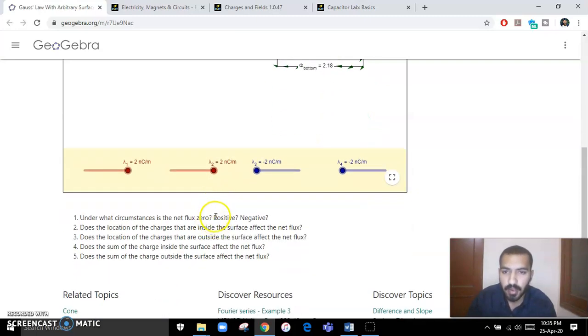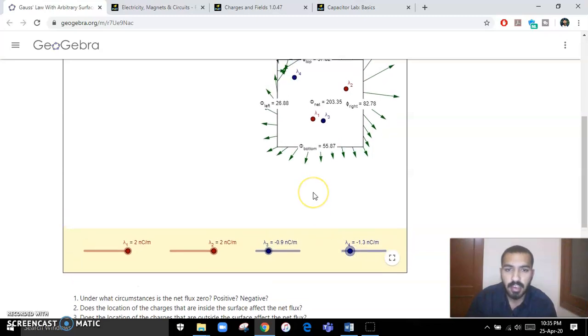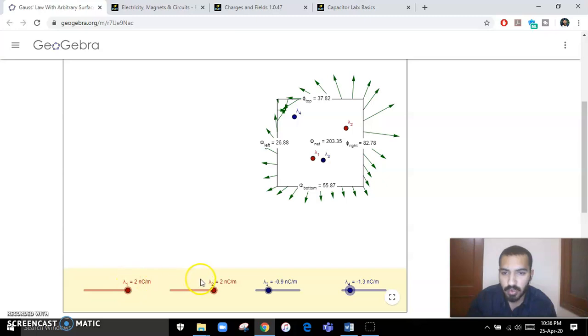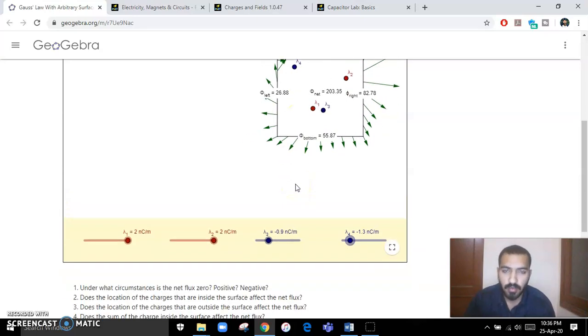So when will the flux be positive? The flux will be positive if the total positive charges are greater than the negative charges. Like here I have moved some charges, so that +2 +2 is equal to +4, and -0.9 and -1.3 become like -2.2. So the positive charges are dominant, so my net flux is also positive. Net flux will be positive if positive charges are dominant, and net flux will be negative if negative charges are dominant. So you can also answer the other questions. You just have to move your charges, move your surface area, and you can get the answers to all of these questions.